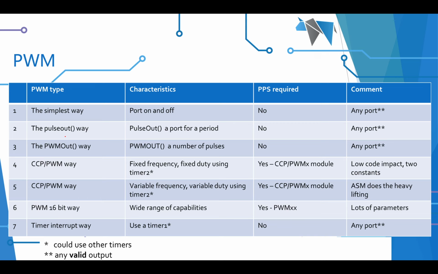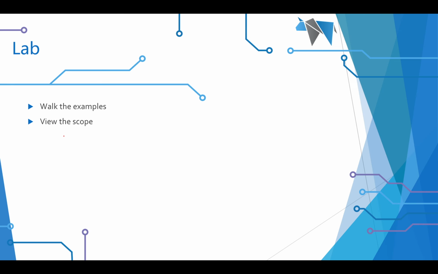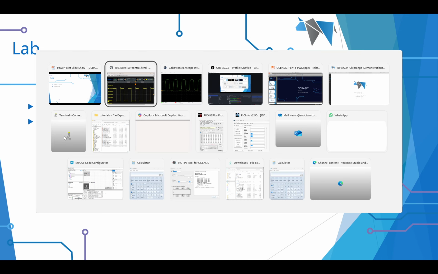Then the 6th way that we'll be looking at is the 16-bit way. Wide range of capabilities. You have to set the PPS as with the previous CCP method. You have lots of parameters, and I'll show you how you can actually use the registers to change those parameters. And then there's an interrupt way, but I'm not going to show you that today. We're going to come back into that in another day and using a different timer. And again, you don't need PPS for that. But today we're going to look at 6 ways of doing things. Quite exciting. So let's walk the code and view all this in a scope.